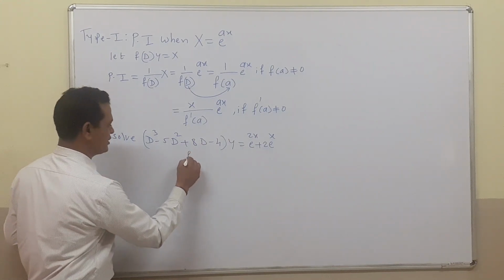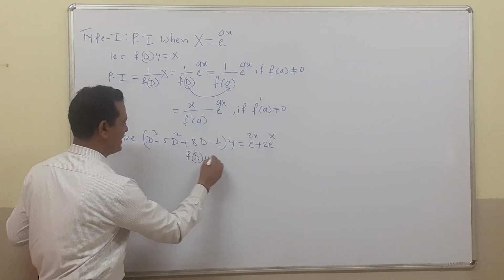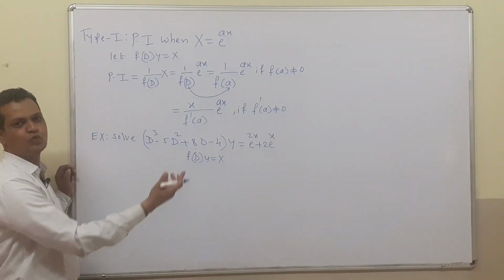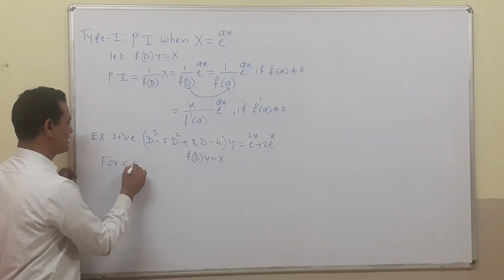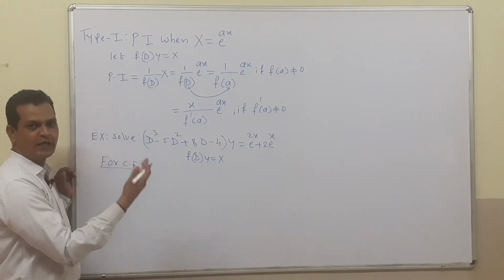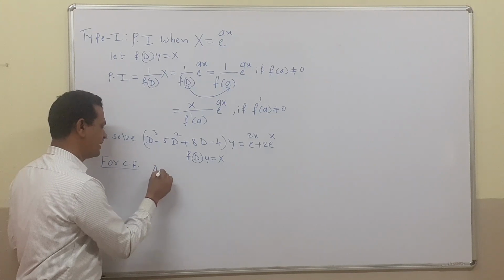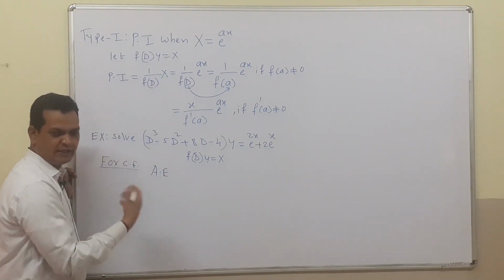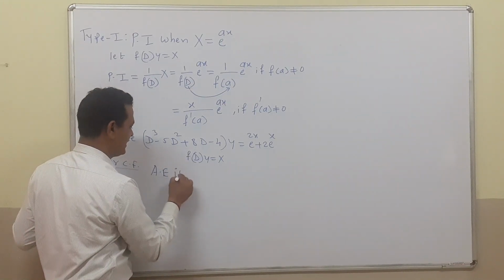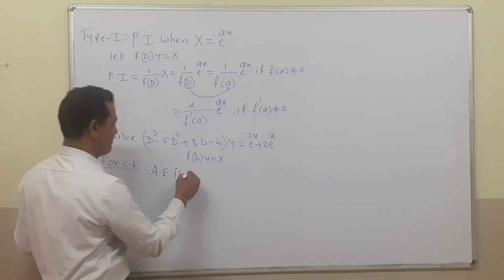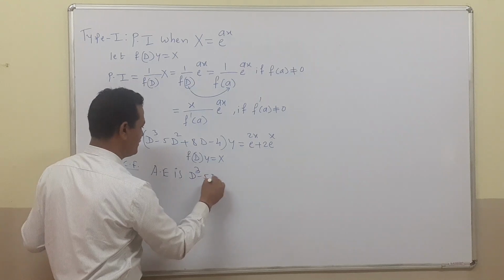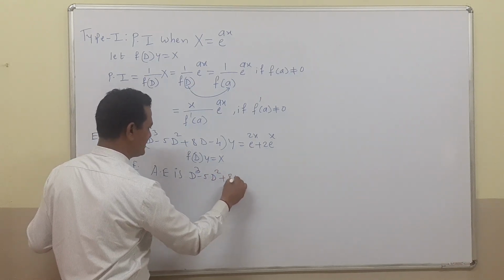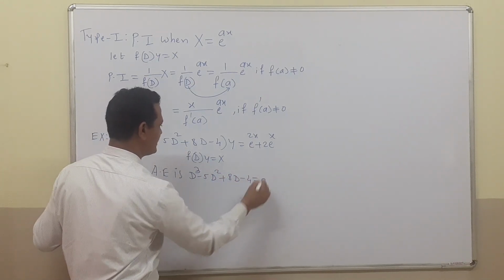Now we know that this equation is of the form f of d times y is equal to capital X. This equation has two solutions. Let's try to find the first solution, which is called the complementary function. We know that the complementary function is obtained by solving the auxiliary equation. So the auxiliary equation of this equation is d cube minus 5d square plus 8d minus 4 is equal to 0.